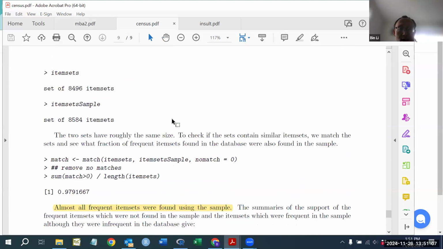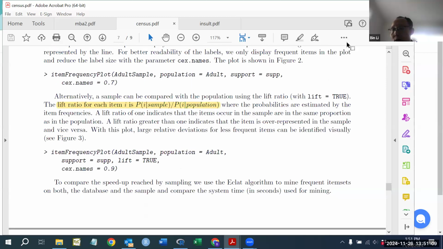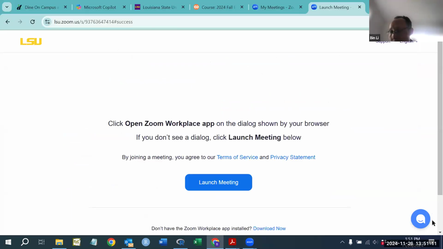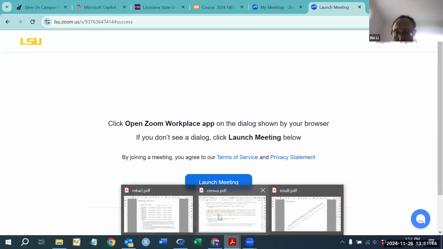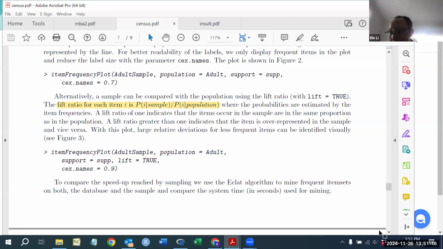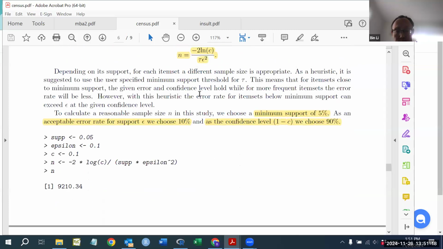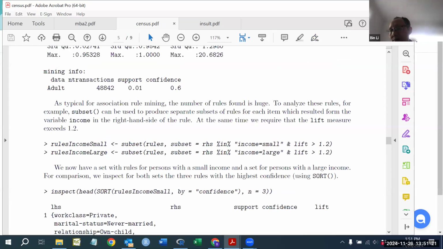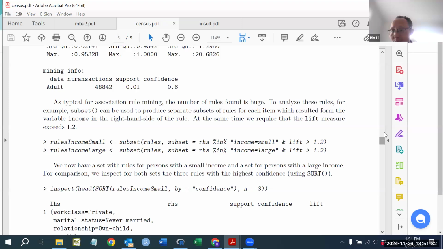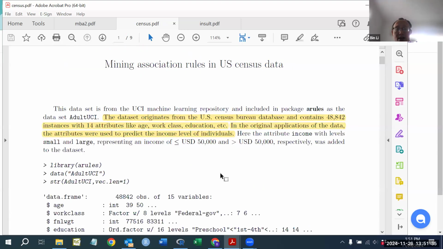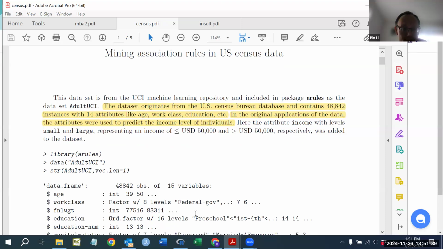So this is the lab notes for the association rule mining. So this data set, I will go over this quickly, okay? Because we have another case study.